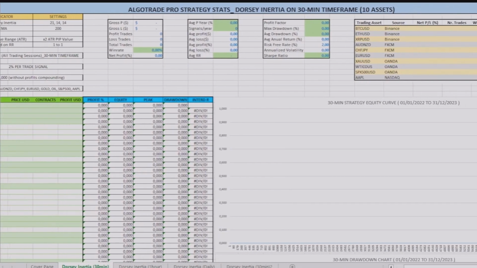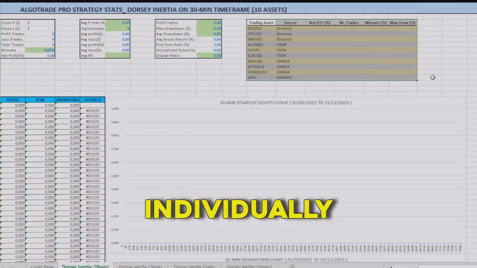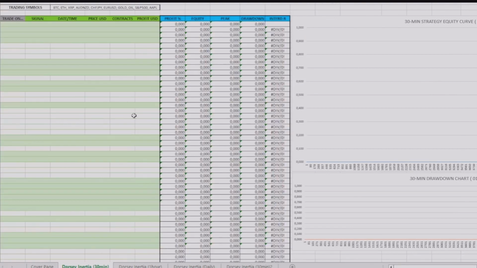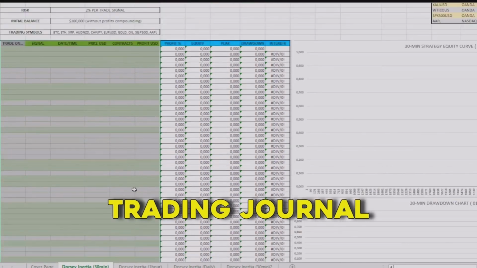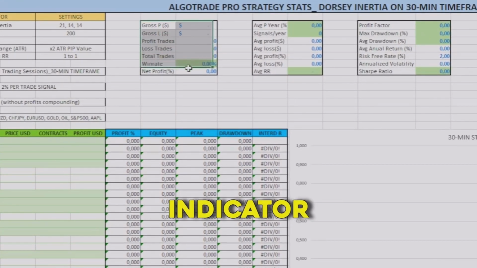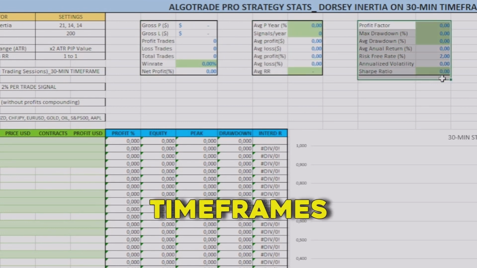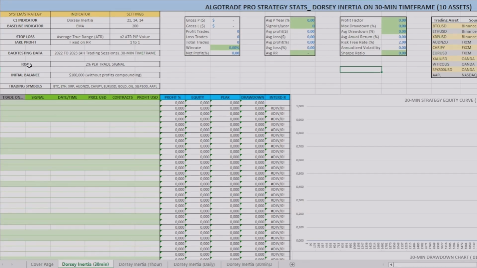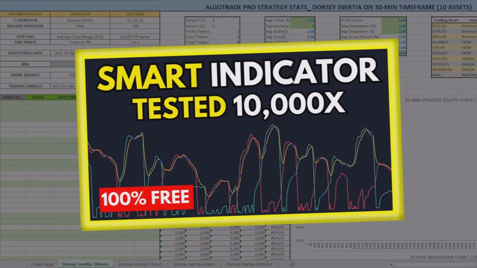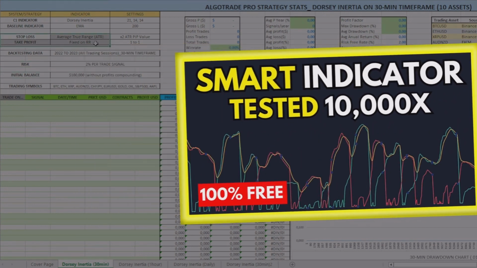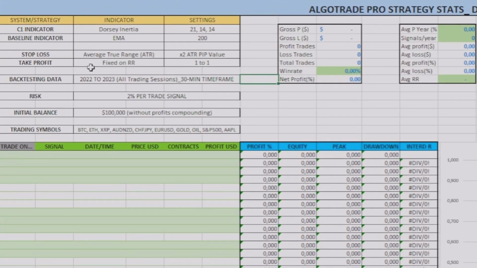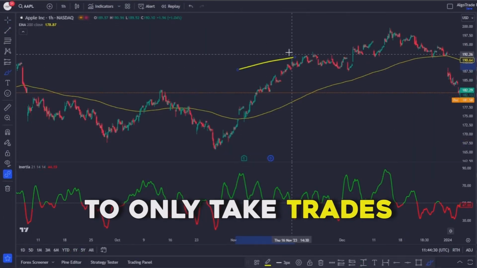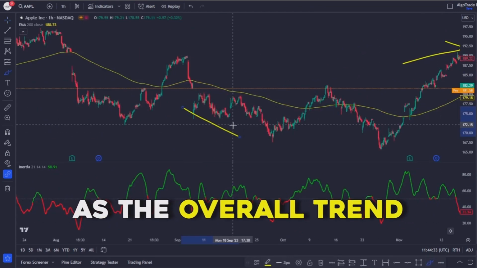I will present you the results of every asset individually and also together, because for every backtest I will create a trading journal with all the trades given by the indicator in the 3 different time frames. The risk management will also be the same one I explained in the first episode of this series, and to filter losing signals from the tested indicators, I will always use a 200 period exponential moving average to only take trades that are in the same direction as the overall trend.